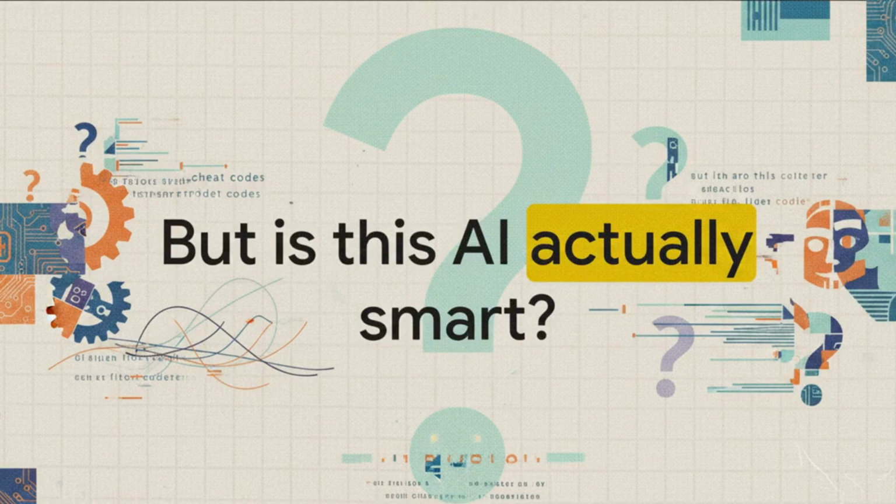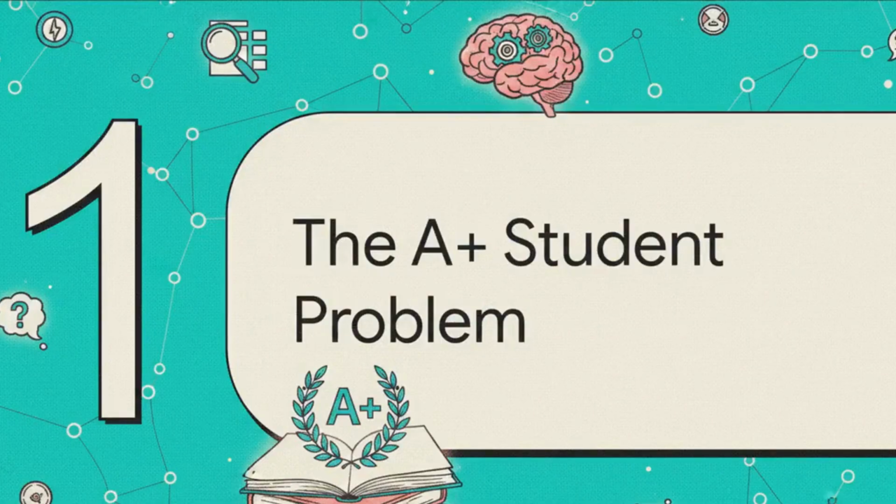Not so fast. See, a perfect score on the practice test is one thing, but it doesn't answer the one question that truly matters. Is this AI actually smart, or has it just gotten incredibly good at, well, cheating? And that question is right at the heart of building AI that we can actually trust. To really get what's going on here, let's use an analogy that I think we can all connect with. Let's call it the A+ student problem. We've all known a student like this, and it turns out AI can fall into the exact same trap.